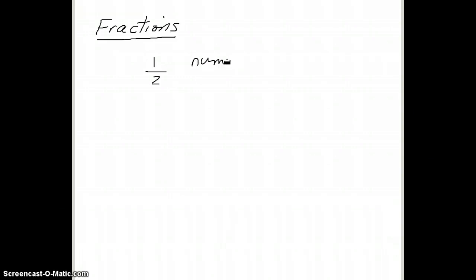All right, so let's start with fractions. A typical fraction is something like 1/2. The top number is called the numerator, and as we'll see later, it doesn't have to be a number, it could be a variable. The expression underneath the division bar is called the denominator.